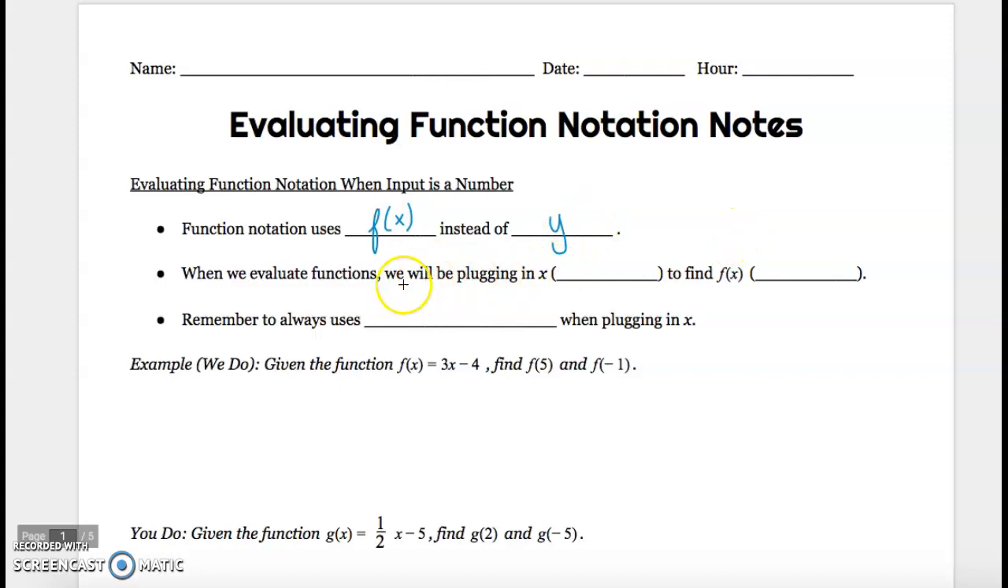So when we evaluate functions, we will be plugging in x, which is our input value, to find f of x, which is our output. Okay? Please, please, please, 110%, remember to always use parentheses when plugging in x. This becomes very important whenever you have negatives or if you have exponents, like something squared or something cubed. So definitely make sure you're using those parentheses.